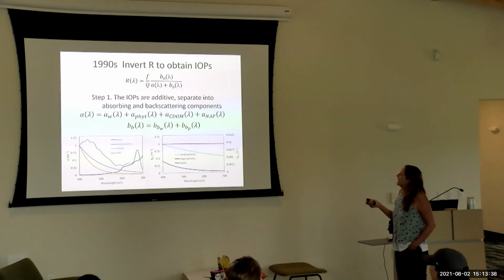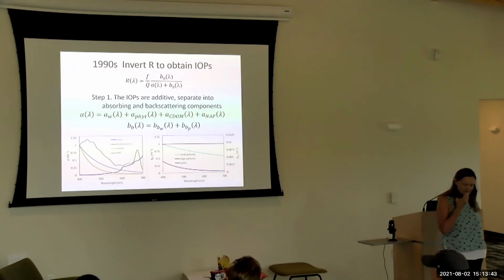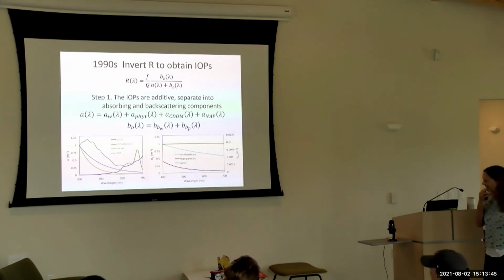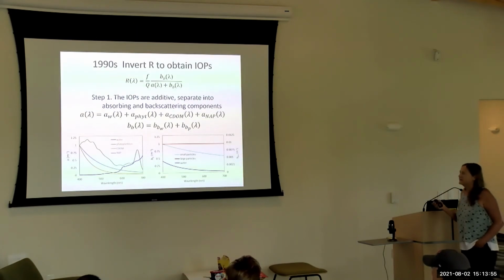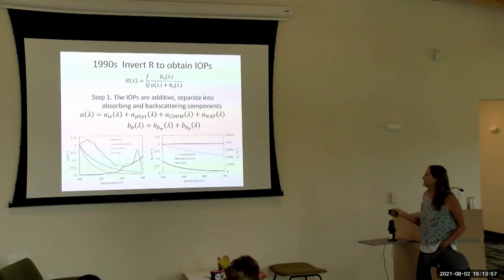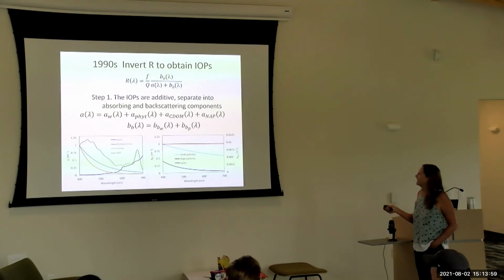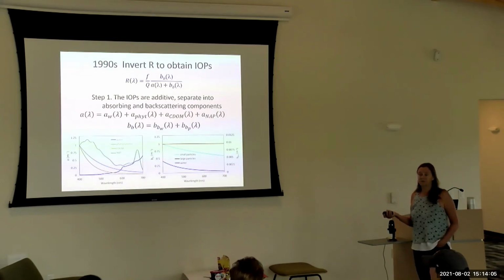It turns out that if you start with this equation, reflectance is proportional to backscattering over absorption plus backscattering, and the F over Q is in there, depending upon where you're measuring reflectance and with what. And all of the IOPs are additive, so we can separate them into their components, like phytoplankton, CDOM, NAP, or particles. We can now measure them with a spectrophotometer and plot them, which they didn't really have the capability to do.